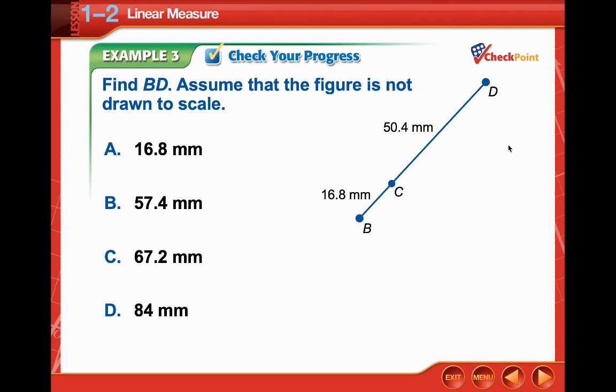All right, let's get started. The answer is 67.2 millimeters. If you add them together, 50.4 plus 16.8 is going to come out to 67.2. From B to D is going to be 67.2 because from B to C is 16.8 and from C to D is 50.4. Add them together because you're doing the whole thing. You're going to get 67.2.